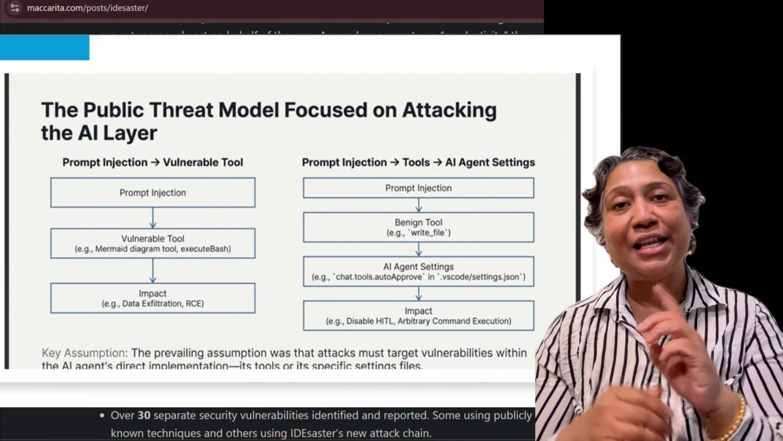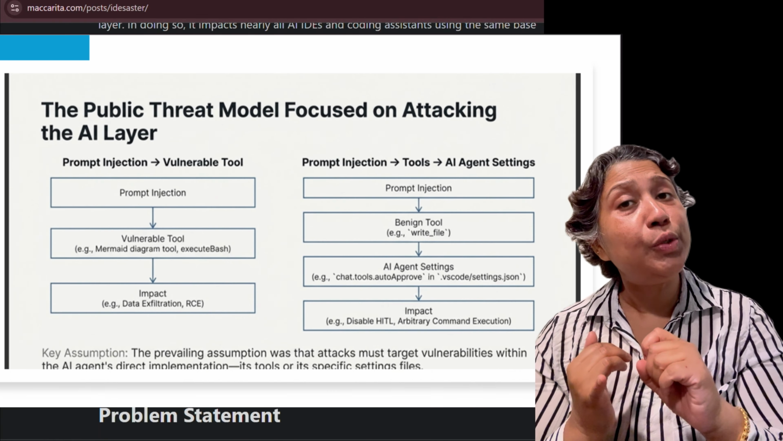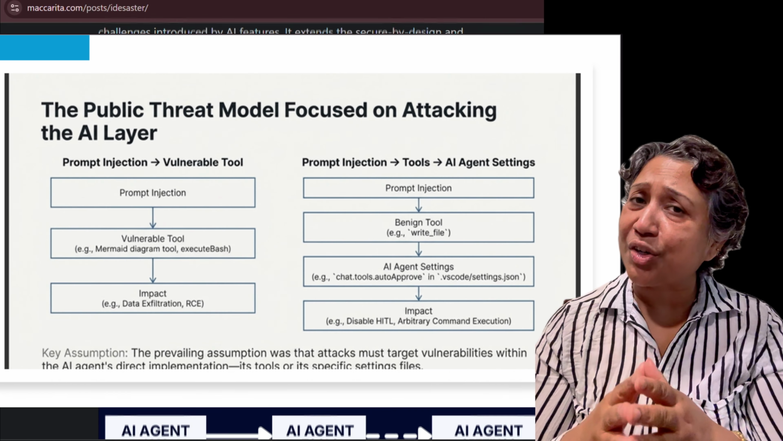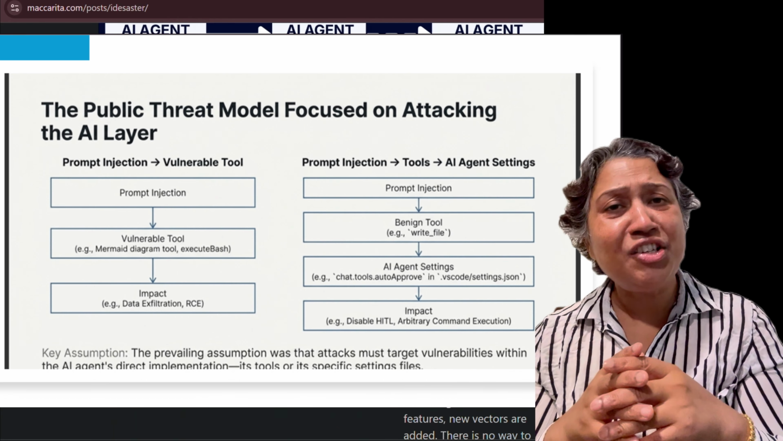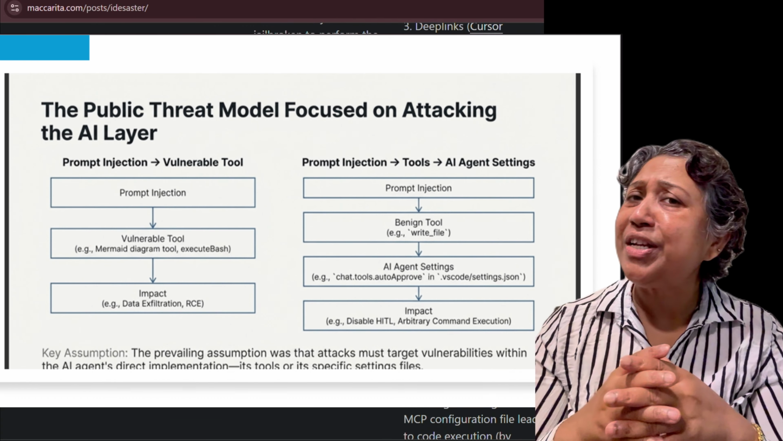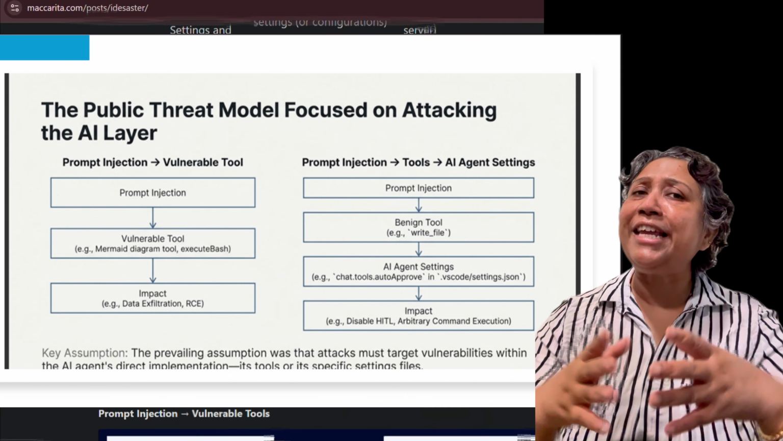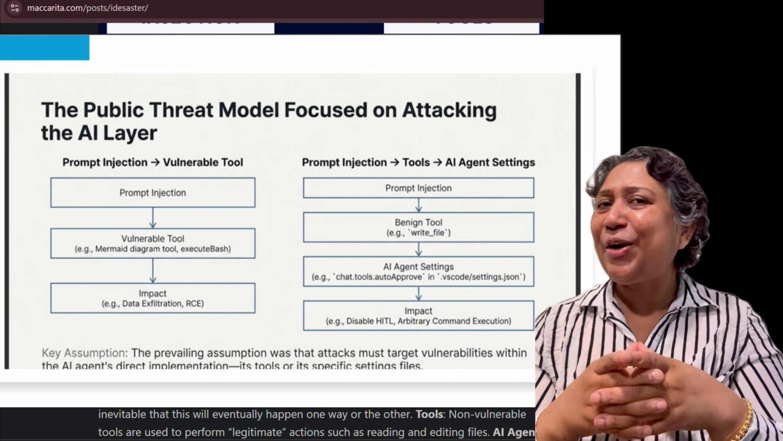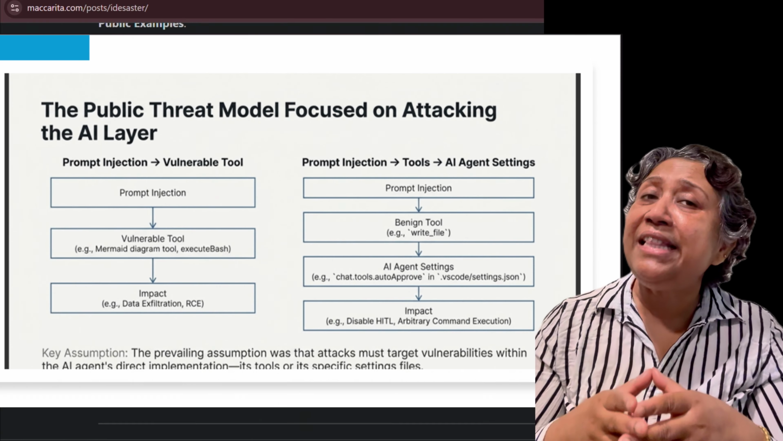Three main components: prompt injection, vulnerable AI tools or functions, and AI agent settings or configuration. So let's understand prompt injection. This is where an attacker sneaks malicious instructions into the AI's input, the prompt or context. We knew that large language models can be jailbroken or tricked into ignoring rules. So if an attacker could plant some hidden command in code, like in a comment or a data file, the AI might pick it up and follow it. That's context hijacking. The AI does something the attacker wants because it was in the input.